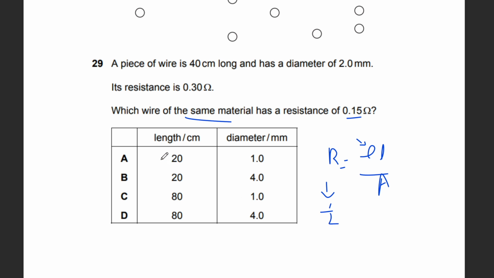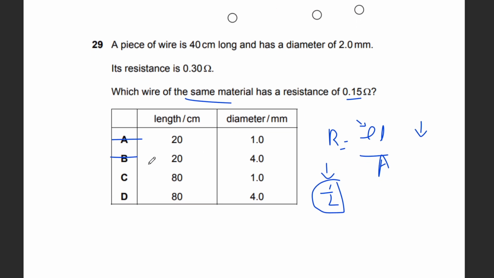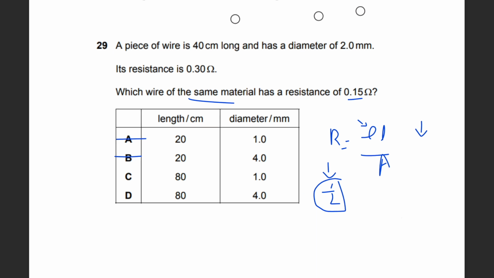Okay, so firstly, length 20 and diameter 1. Length 20 will give a smaller resistance, by half, and diameter will also change, so the effect won't just be 0.5 anymore. So A is out. And B, again, if we decrease the length by half, then this effect is already achieved. But if we change the diameter more, then it won't be the same. It won't be half anymore.